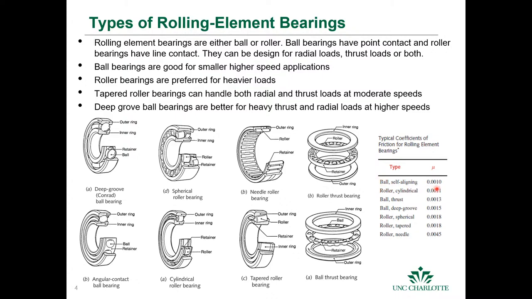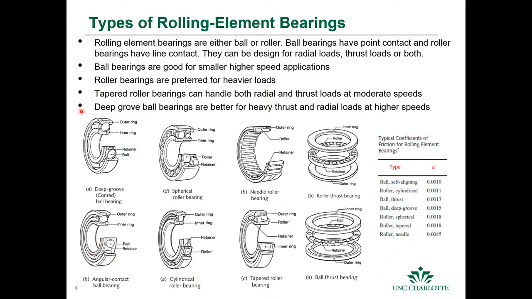And then you go up in friction from your radial ball thrust, ball deep groove, roller spherical, roller tapered, and roller needle, which has the highest coefficient of friction. It's about 5 times greater than the ball. So this design here would be about 5 times greater than the friction that you would experience in a bearing of this type. Okay, so this covers most bearing types that you would see.